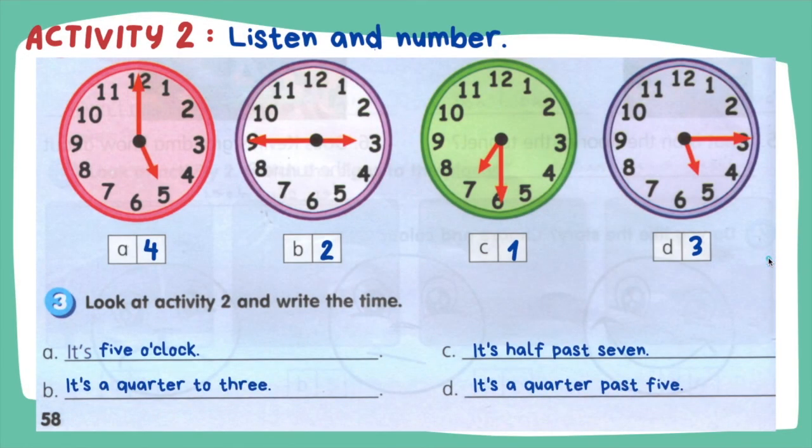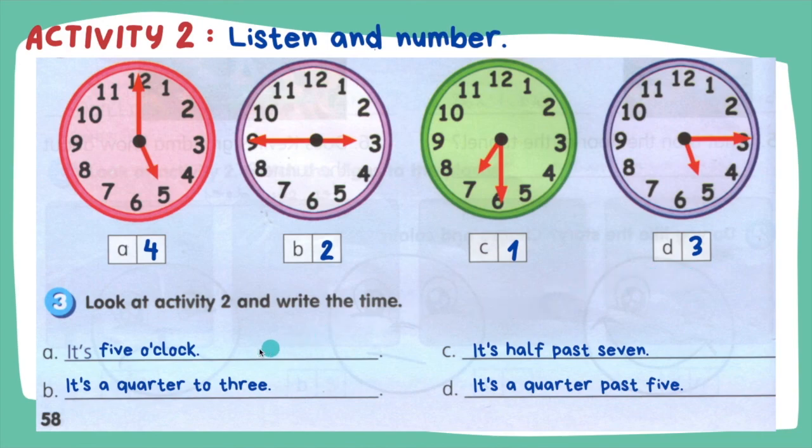Now, let's compare your answer with mine. For A, the answer is number 4. For B, the answer is 2. For C, the answer is number 1. And for D, the answer is number 3.